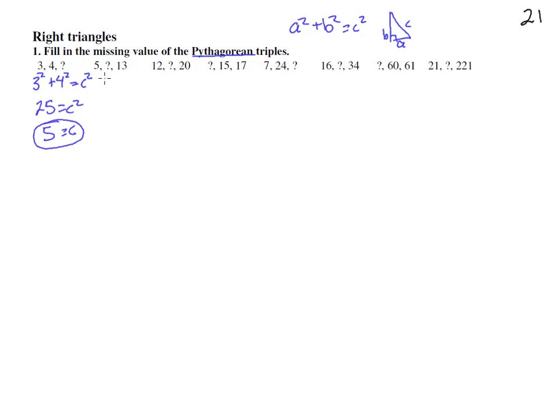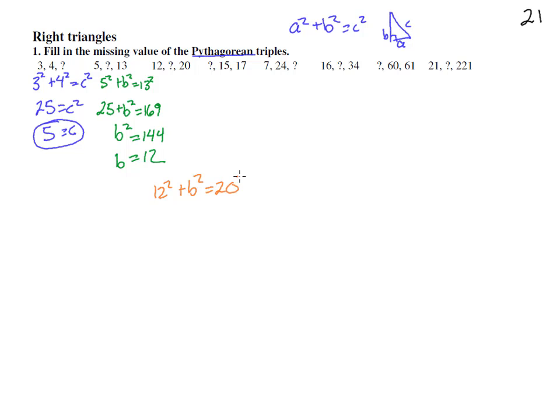On the next one, this is 5 squared plus b squared equals 13 squared. So we get 25 plus b squared equals 169. Subtract 25 and we get b squared equals 144. So b is going to be 12. Yeah, there's a 12 right there. Good.